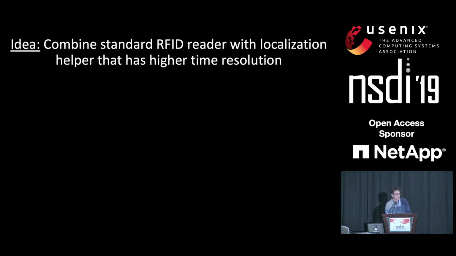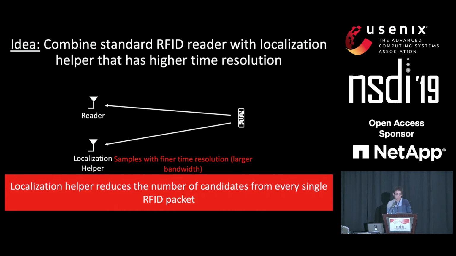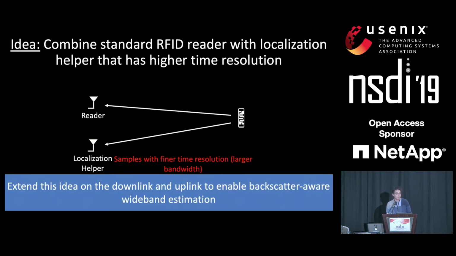Our idea to address this is that we combine a standard RFID reader with a localization helper that has a much finer time resolution. The way it works is that the RFID, instead of only responding to the reader, also responds to a localization helper, which samples with a much finer time resolution or larger bandwidth. By doing this, the localization helper will be able to reduce the number of candidates from every single packet, and then we later extend this idea to both links to enable backscatter-aware wideband estimation. To sum up, we have the localization helper that helps reduce the number of candidates, and we feed the measurements to the space-time super-resolution algorithm I just mentioned. That's why TurboTrack will be able to achieve such a high level of accuracy.